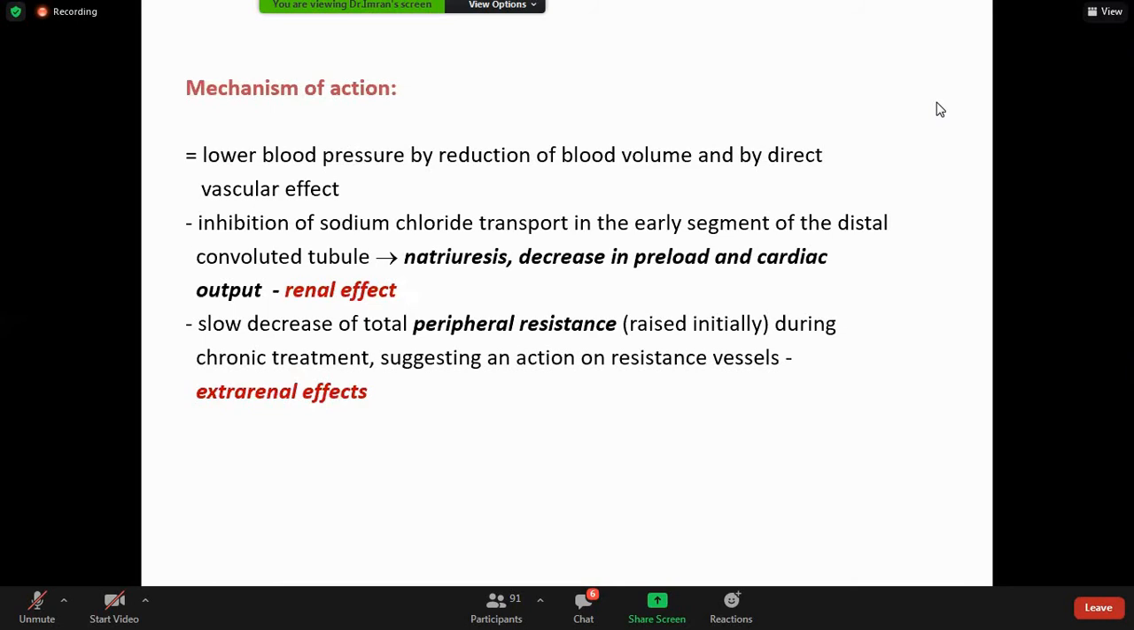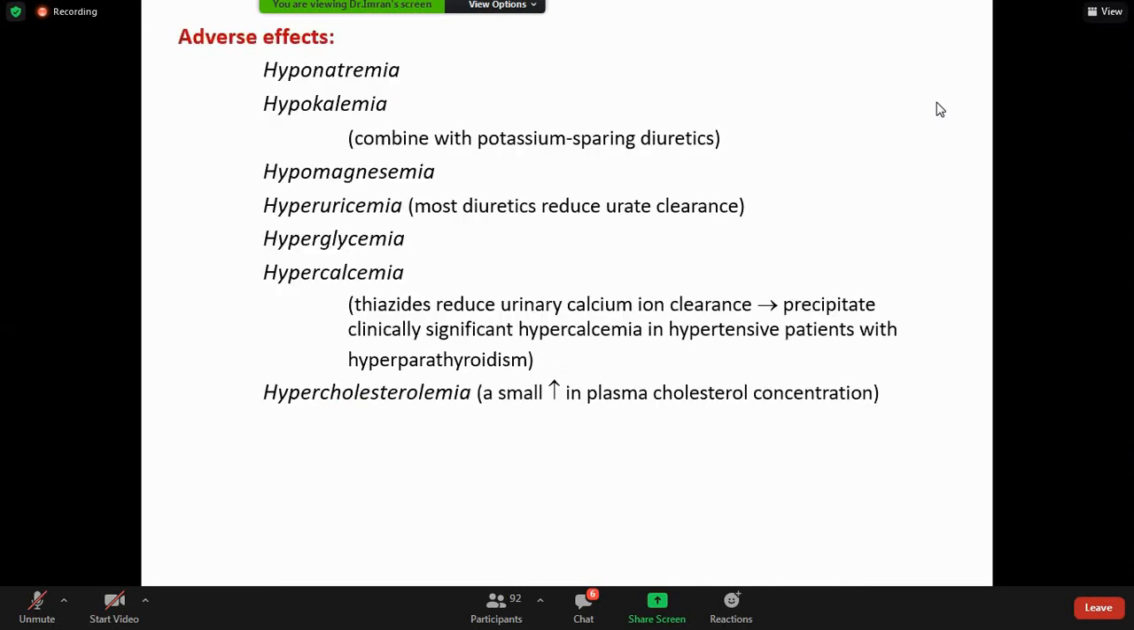So the main effect is the renal effect of this diuretic, when it inhibits the reabsorption of sodium and chloride and so increases solute concentration in the lumen. It will catch water from inside to outside, but it can also dilate vessels; this is the extrarenal or additional activity of thiazide diuretics.